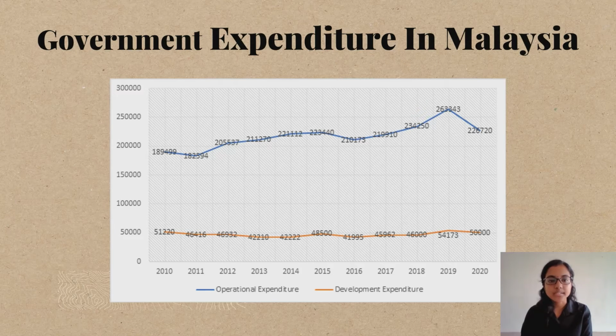The second part is about government expenditure in Malaysia. Government expenditure is divided into two elements. First is operational expenditure and the second one is development expenditure. As we can see in the graph, the orange line represents the development expenditure while the blue line represents the operational expenditure. Operational expenditure is always higher than the development expenditure in government expenditure.